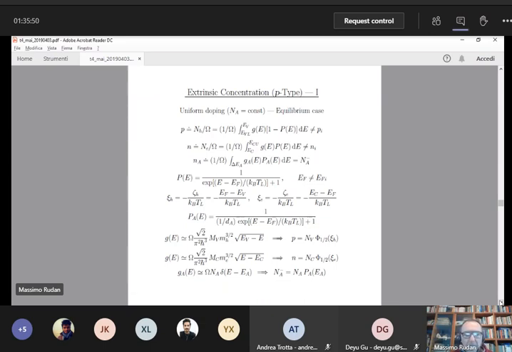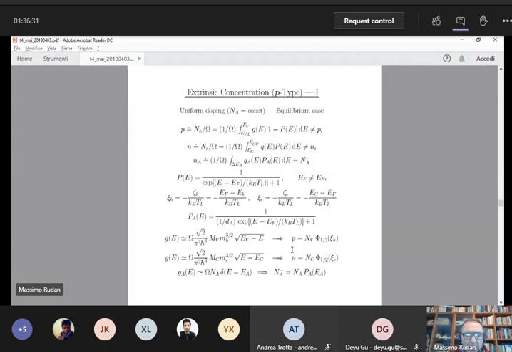For the p-type, the analysis is practically identical. So we calculate the concentration of the holes and of the electrons as usual. They come out to be proportional to the Fermi integrals of psi e and psi h. The actual difference between this case and the case when the doping is of the n-type is that the position of the Fermi level will be different.